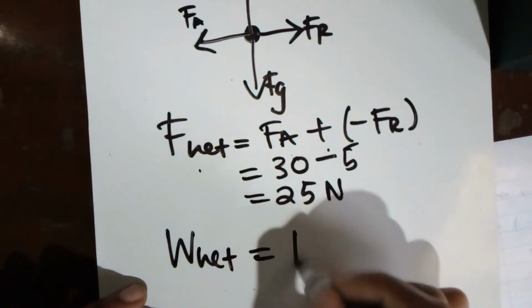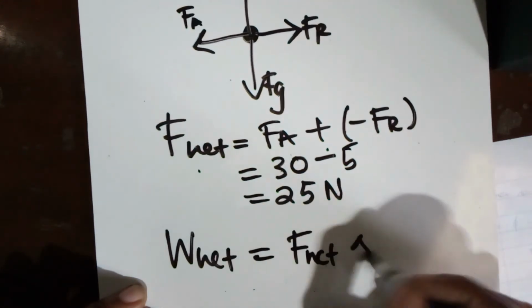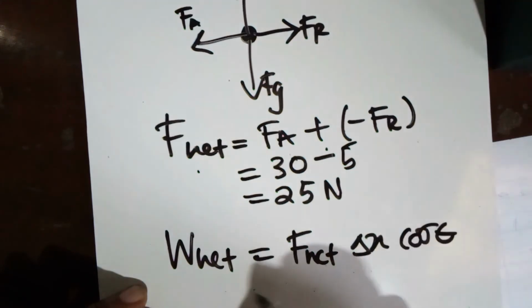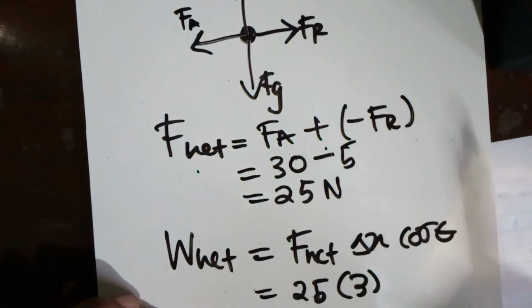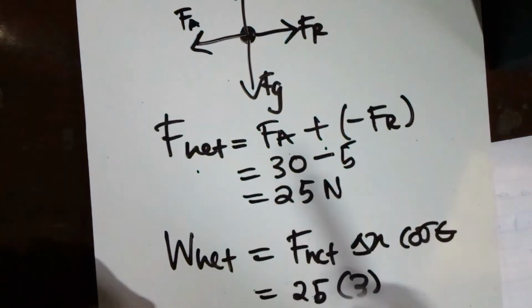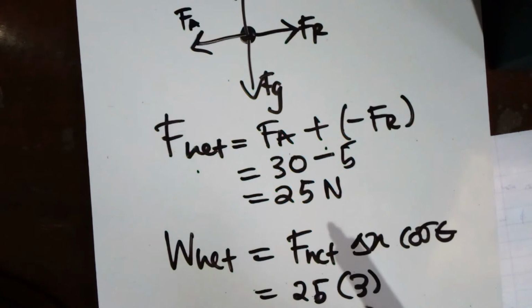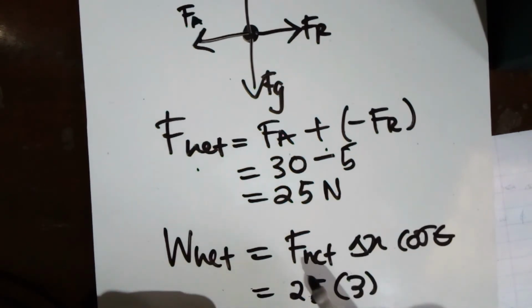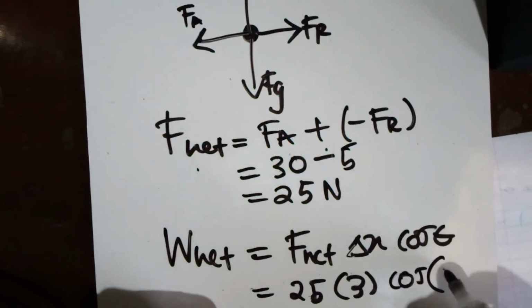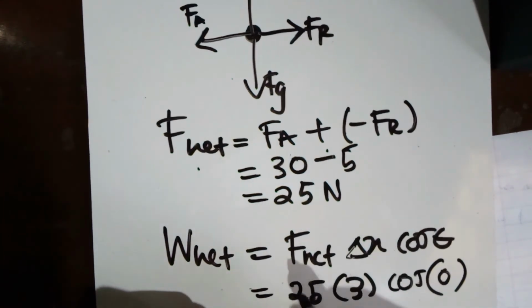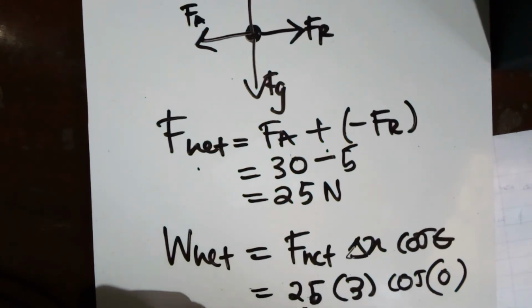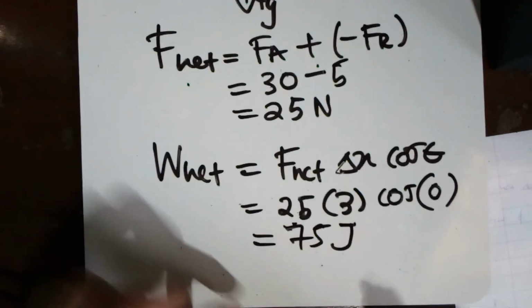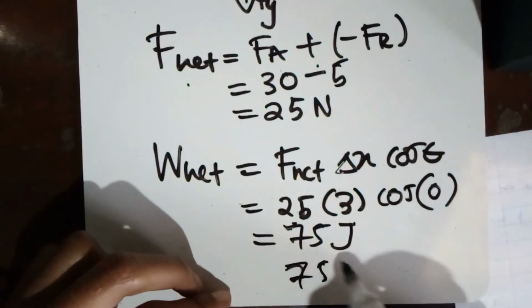W net is equal to F net change in x cos of theta. Then we find that to be 25. It was displaced over 3, and the displacement as well as the direction of motion is in the same direction. So the angle between F net and change in x is cos of 0, and you find that value to be 25 times 3, 75 joules, which is positive, meaning 75 joules gained.